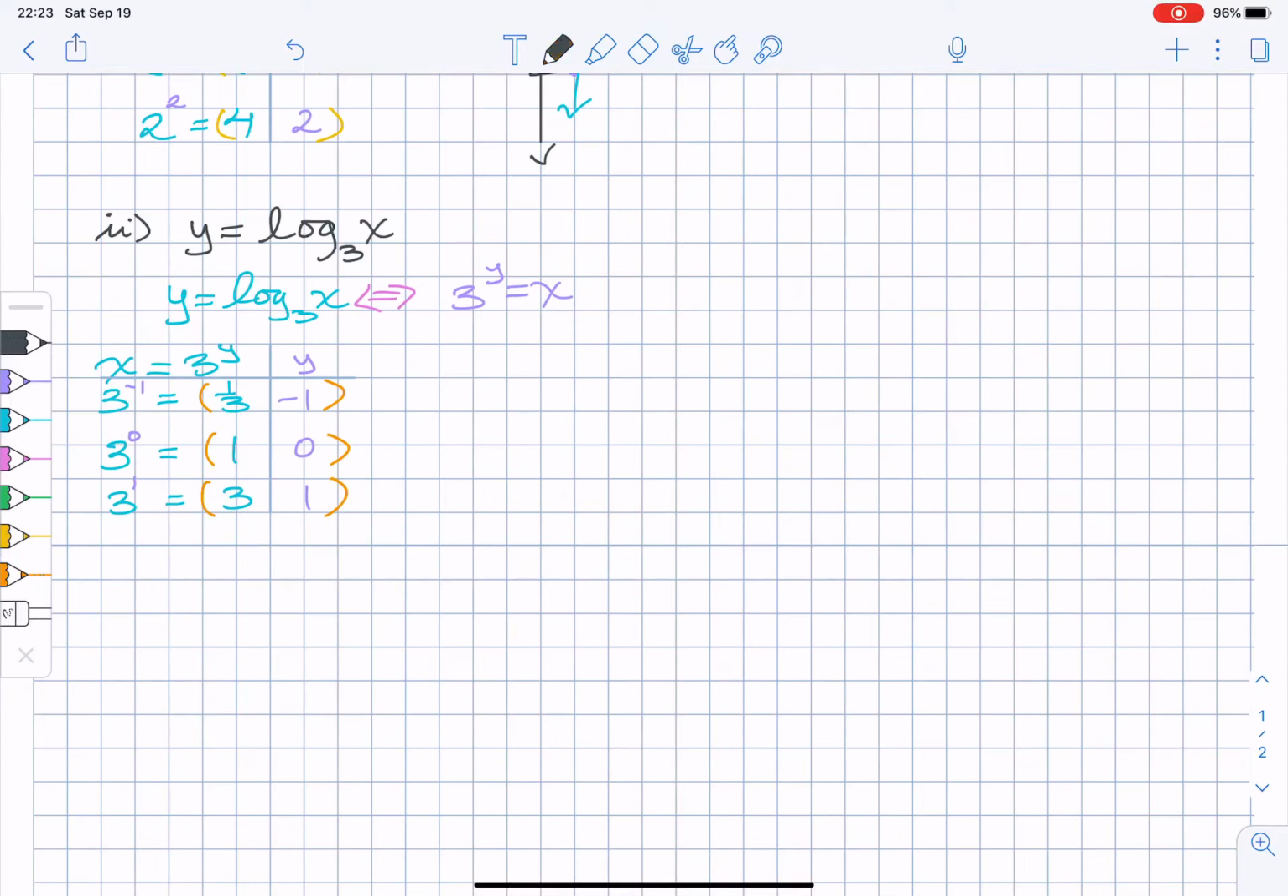So let's go ahead and plot these x and y coordinate axes. Make this one smaller. X and y. So 1, 2, 3. 1, 2. 1, 2, 3, 4, 5, 6. Okay, so my first point is at 1/3, -1. Then, actually let me do that in purple. So 1/3, -1, 1 comma 0, and 3 comma 1. So I'm going to have a nice logarithmic curve that looks something like so.